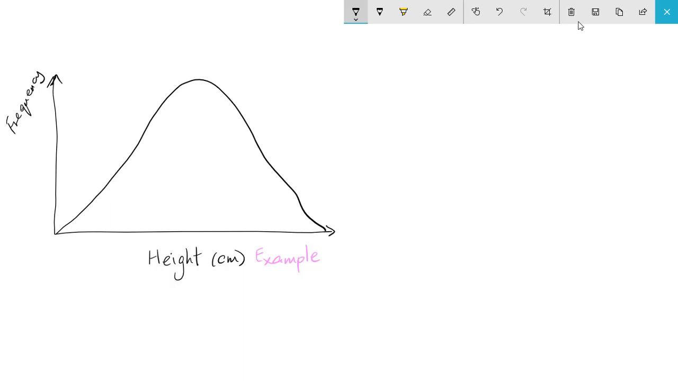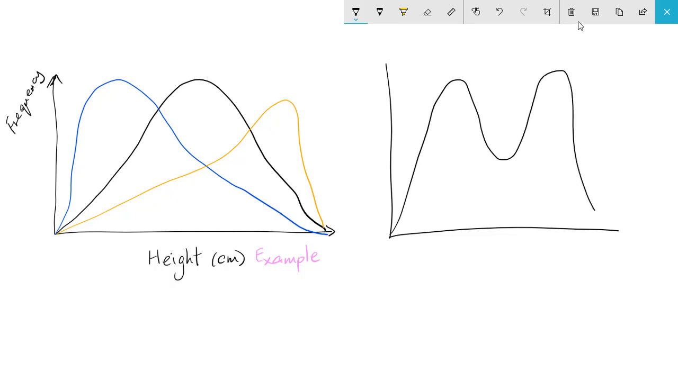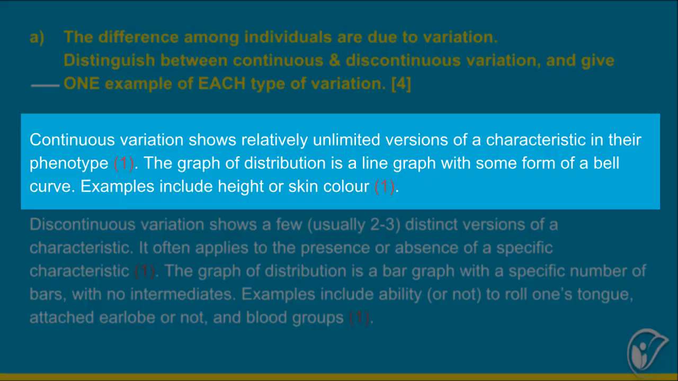Now, not all bell curves are going to look that way. Sometimes we can have one that is skewed to the left, as we can see here, or we can have one that is skewed to the right. We can even have a bell curve that has two peaks. This is usually a special case, such as one species splitting into two over time. All of these are different kinds of bell curves. And now back to where we were before. Some examples of continuous variation are height and skin color.